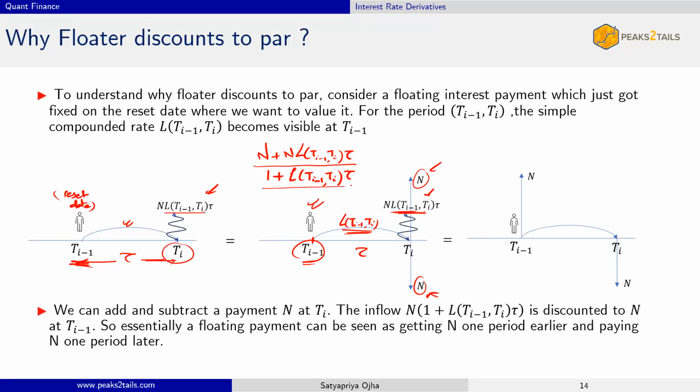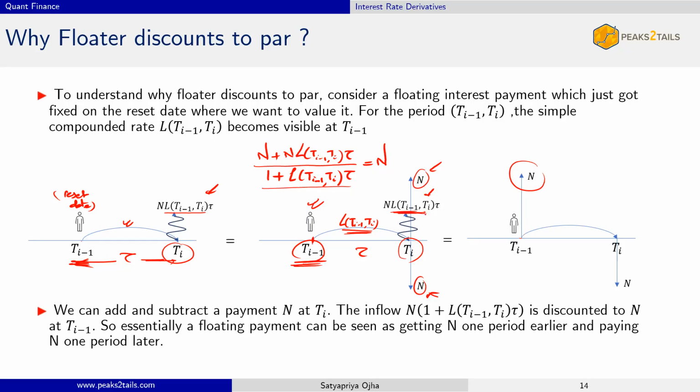So this is the discounting function that I'll use. How much is this? This is n. So the inflow which is happening at ti is equal to n at ti minus 1. I just replaced this with n, but one time step before. Are you with me so far?